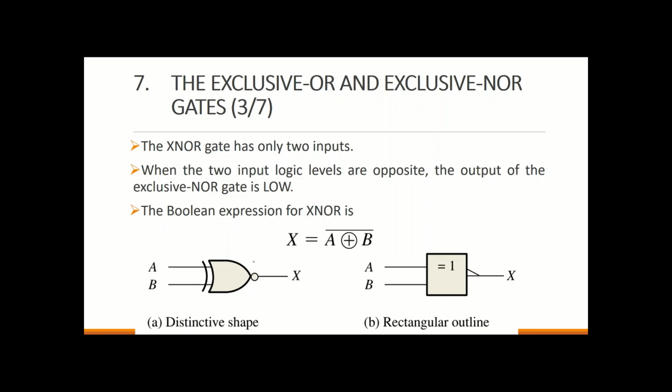Okay. Now, what's the idea? The idea is the same as XOR, but with a negation. It's like a NOR gate, but with an exclusive process. Exclusive process here means the negation of the XOR. How do I know the output?